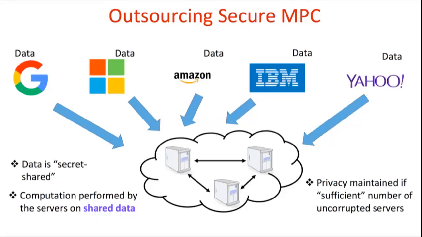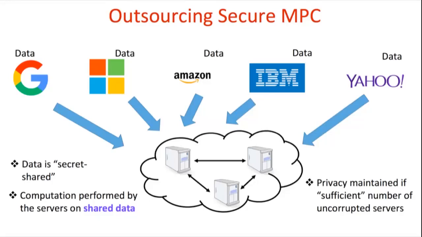So how can secret sharing be useful here? We can imagine that these tech giants outsource whatever function they want to compute to a set of three servers. These three servers can belong to three different service providers. And they do not give the data in clear to these three servers. Each of these tech giants secret shares their data among these three servers.